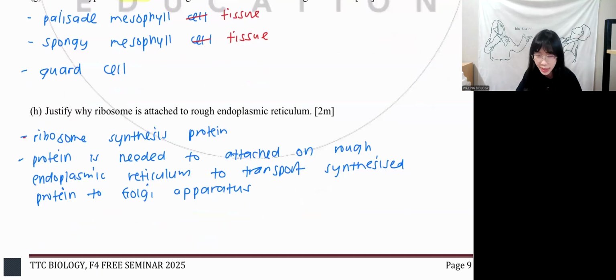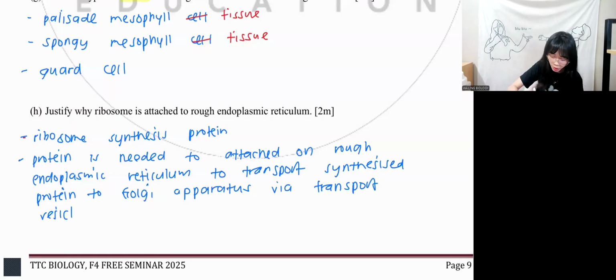Okay, to complete it, yes, you can write the vesicle. Which vesicle transports to the Golgi apparatus? Through or via also can. Via means through. Correct, the transport vesicle. To make it more complete, we're going to write transport vesicle. Usually when we write transport vesicle, it's for your Form 4 Chapter 5.